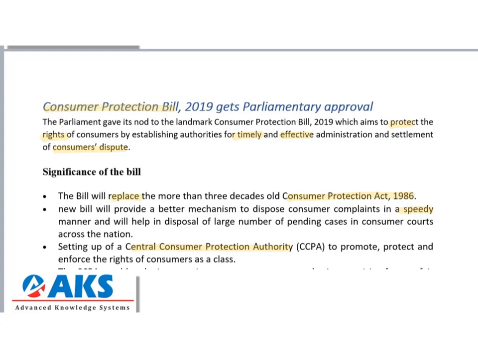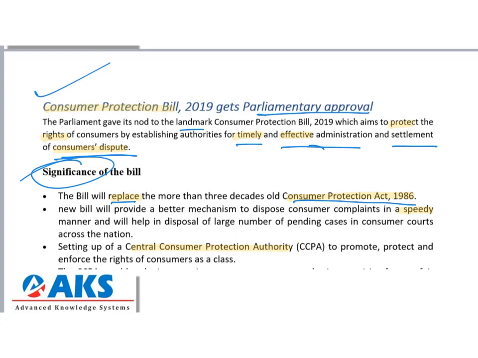So, next, Consumer Protection Bill gets the parliamentary approval. So, the Parliament recently gave its nod for the landmark Consumer Protection Bill 2019, which aims to protect the rights of consumers by establishing authorities for timely and effective administration as well as settlement of consumer disputes. What is the significance of the bill? The bill will replace the more than 3 decades old Consumer Protection Act of 1986. The new bill will provide a better mechanism to dispose consumer complaints in a speedy manner and thus will help in disposal of a large number of pending cases in consumer courts.